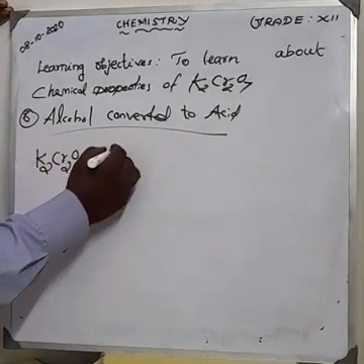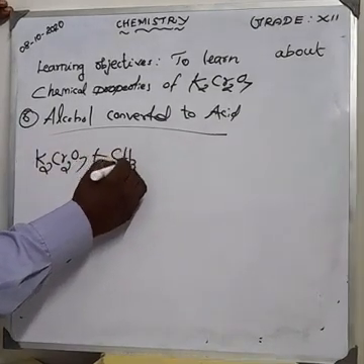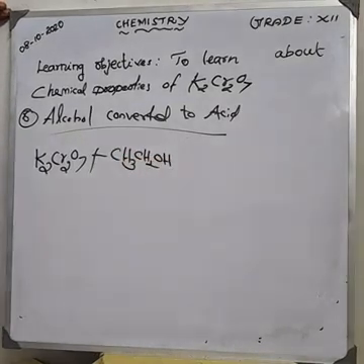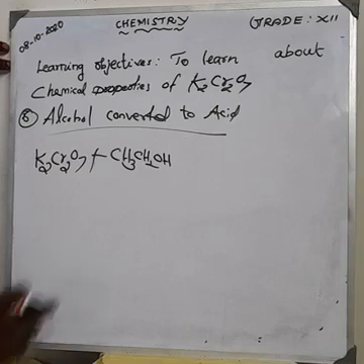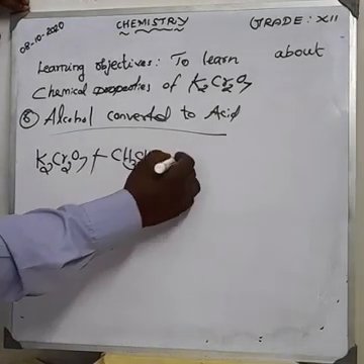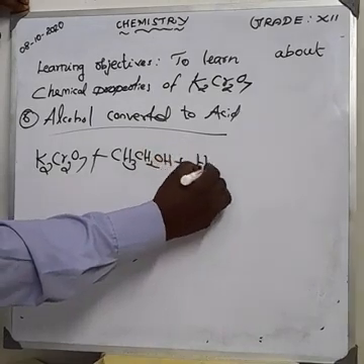What is an alcohol? CH3CH2OH. We are saying ethyl alcohol. The IUPAC name is ethanol. That is 2 carbon, so we are saying the alkane ethane. OH means we are adding -ol. So ethanol, in the presence of sulfuric acid.